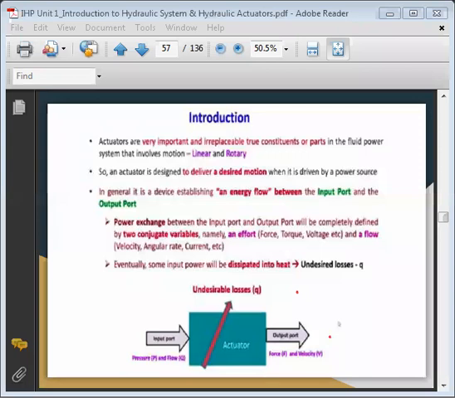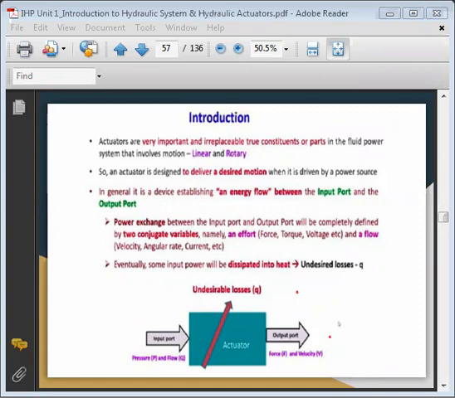Your linear motion, or rotary motion, or oscillating motion. And what are the motions it produces? Depending on that, it has subcategories also. In general, we can say that an actuator is a device which establishes an energy flow between your input port and your output port. At the input side you will get fluid energy, and at the output you will get mechanical energy.